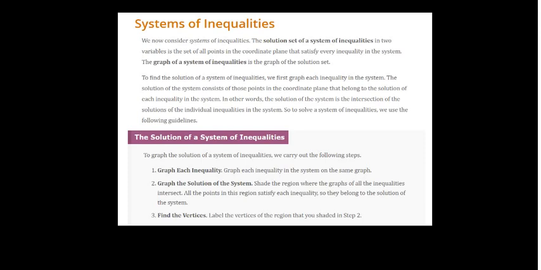Okay, so you know what? That's just a lot of math words. It is pretty much exactly what you think it is. It's a bunch of inequalities. We just call it a system. All right, so let's go ahead and jump down here.